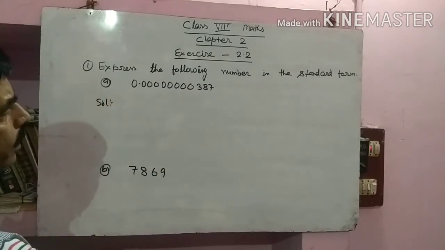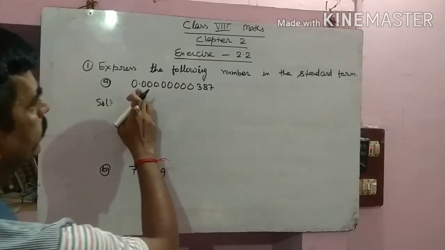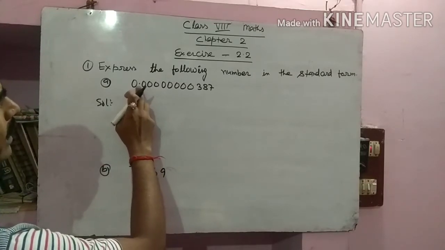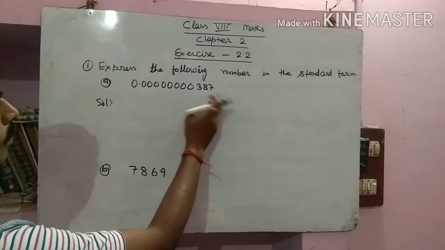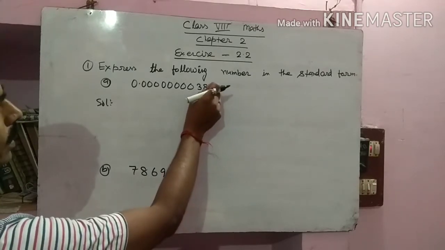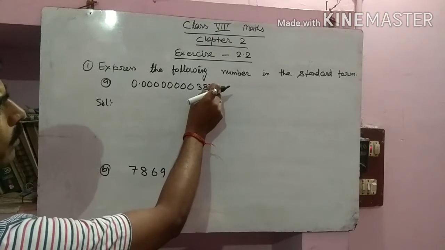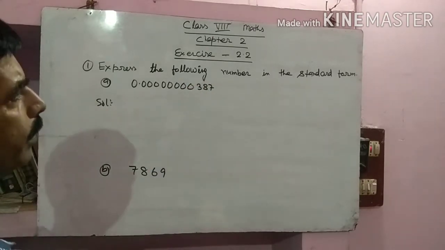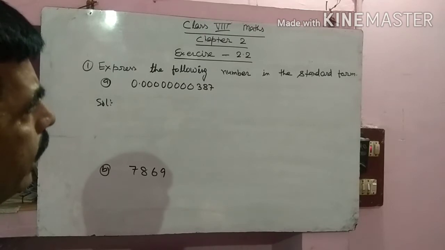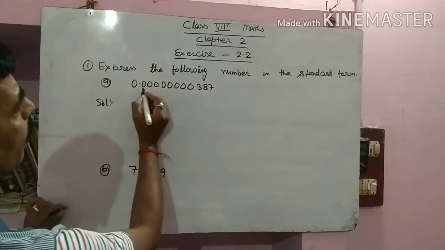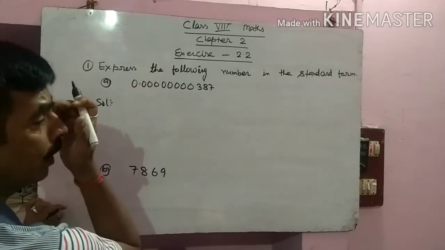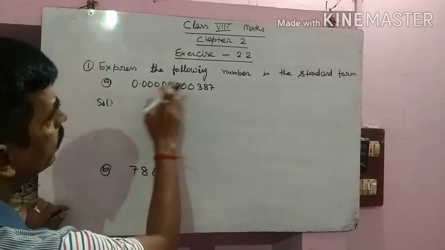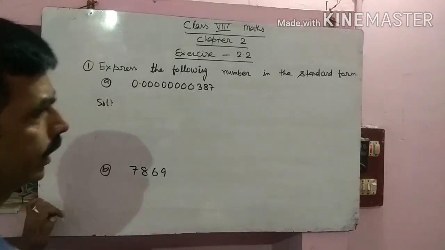In the shortest way, you can write that one by just counting the digits, shifting the decimal towards the right. Here the decimal shifts so that the first digit becomes 3, which is less than 10, so it is 3.87 into 10 to the power, counting 1, 2, 3, 4, 5, 6, 7, 8, 9. So 10 to the power minus 9, because the decimal is shifting towards the right.